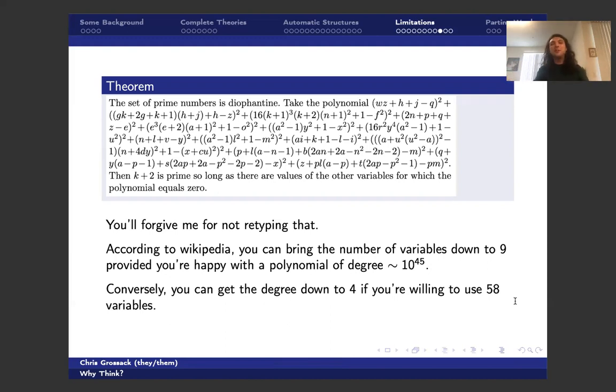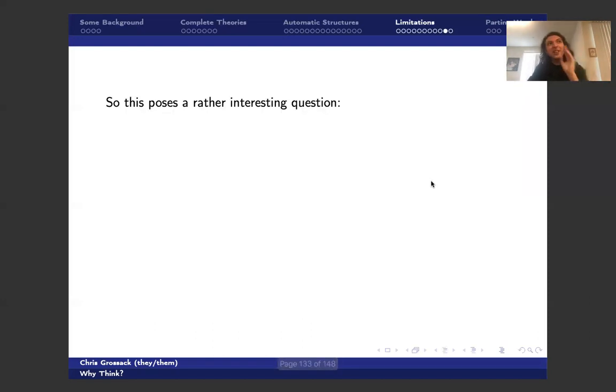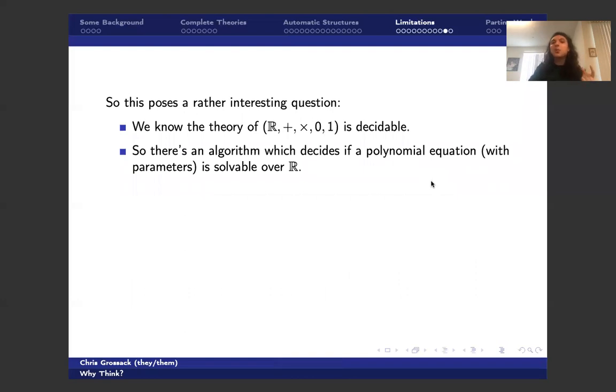But this is extremely cool, right? If you plug in k plus 2 as a prime number, it turns out that this polynomial is satisfiable exactly when you instantiate k to a prime number. How cool is that? Why should this exist? Anyways, I love this result. So this poses a really interesting question. We know that the theory of the real closed field is decidable. So there's an algorithm which decides if a polynomial equation with parameters is solvable over the reals. And this makes sense, right?